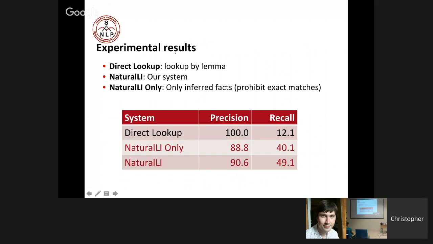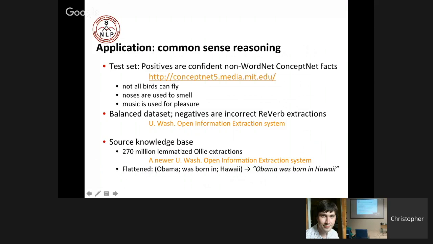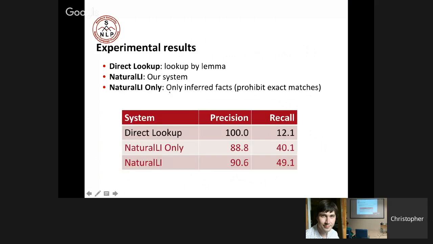So one thing we could do is just do direct lookup. If we're being asked "not all birds can fly, true or false," we could just look at our big pile of text and see whether the fact is in that pile of text. And if so, it turns out we get everything right, which reflects the fact that at least for these examples, the correct answer is at least always more frequent than any wrong answers. But our recall is very low.